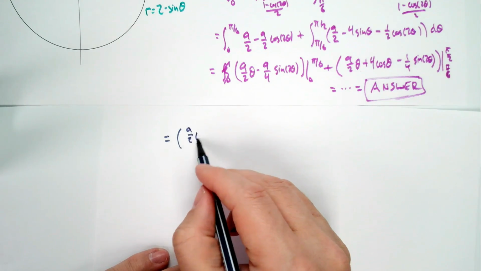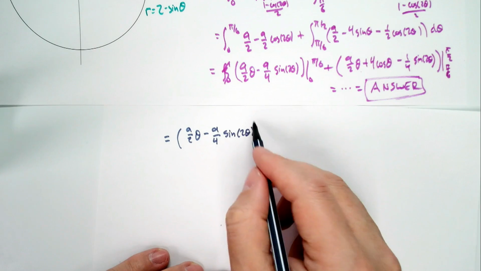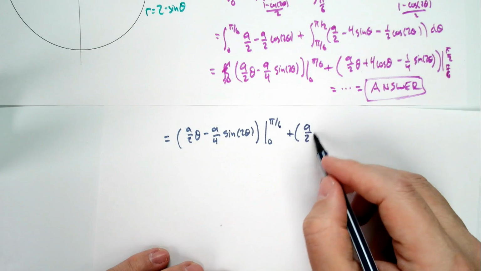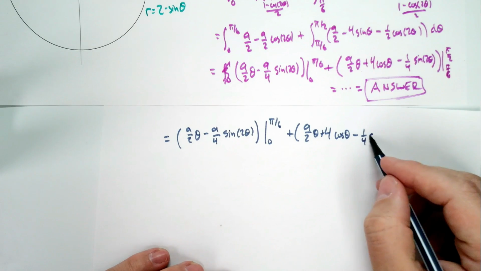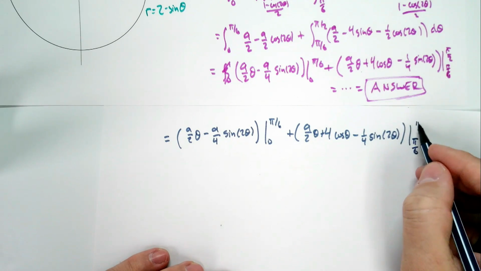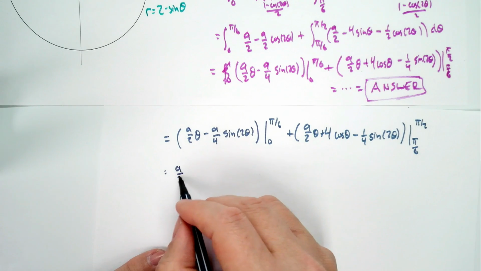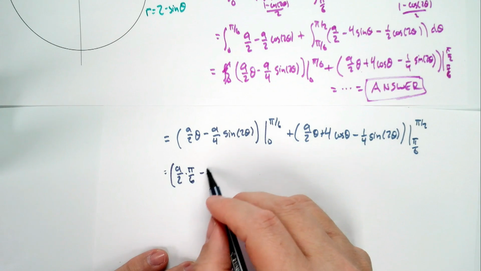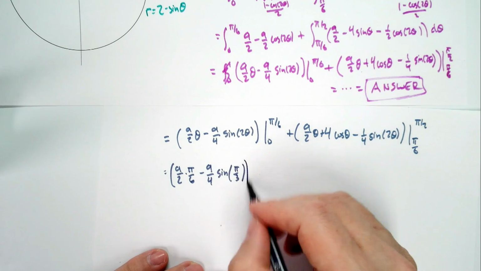So what do we end up with? We ended up with 9 halves theta minus 9/4 sine 2 theta, evaluated from 0 to pi over 6, plus 9 halves theta plus 4 cosine theta minus 1/4 sine of 2 theta, and that's from pi over 6 to pi over 2. So we plug these in. We're going to get 9 halves times pi over 6, then minus 9/4 sine of pi thirds. We'll come back and simplify that.